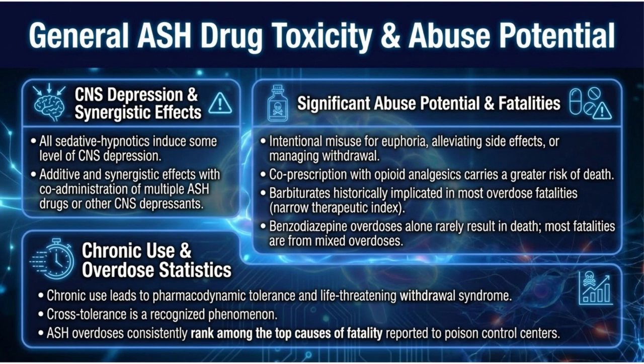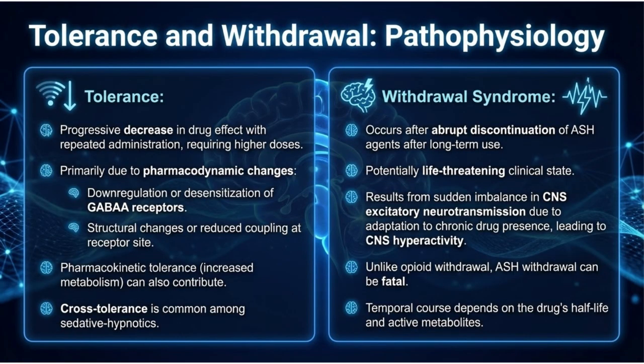Okay, let's shift to long-term use. People develop tolerance. They need more of the drug to get the same effect. Why does that happen? It's a pharmacodynamic change. The body is trying to reestablish balance. So it physically starts to downregulate or desensitize those GABA-A receptors. It's changing the locks, not just ignoring the key. That's a great way to put it.